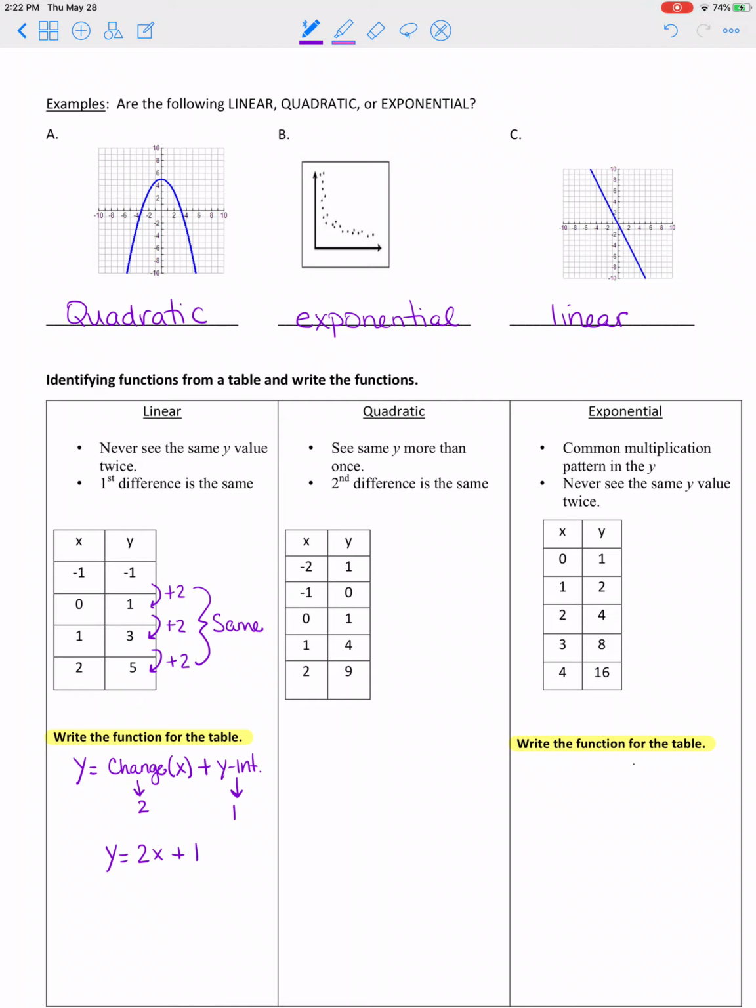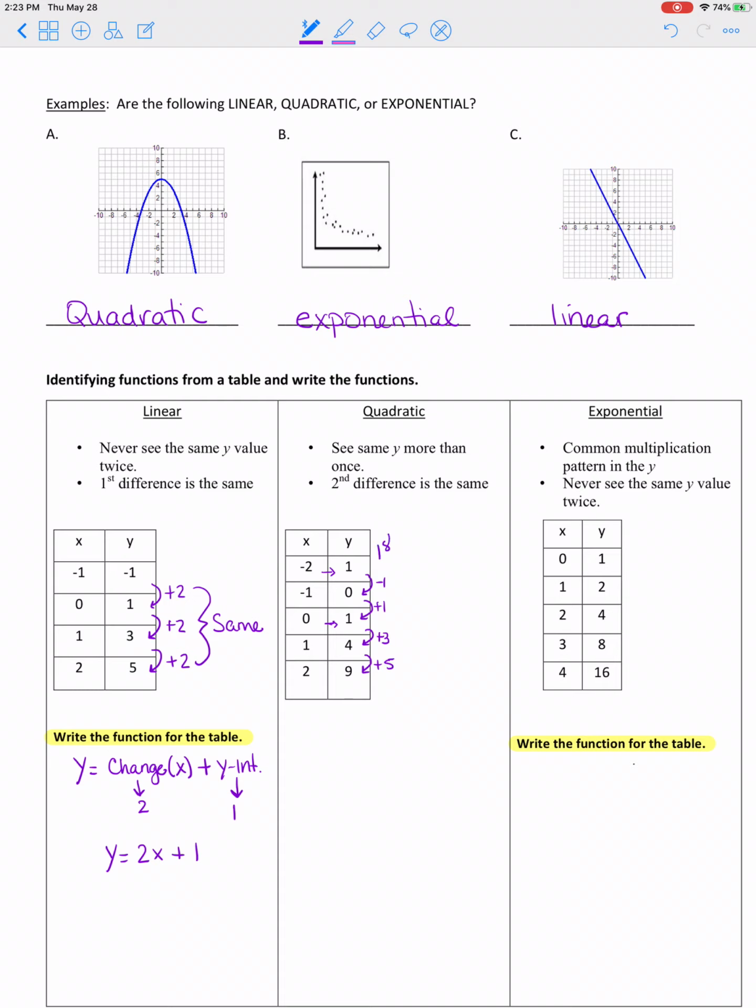All right, for a quadratic function from a table, you're going to see the same y value more than once, especially if you extend your table in both directions. It's possible that you won't see it right away, but if you continue looking through the table, you're going to start seeing some things repeat. So like -2 and 0 have the same output. The second difference is the same. So the first difference is going to be how these are changing. So we went down 1, up 1, up 3, up 5.